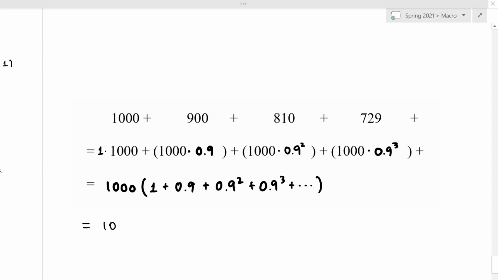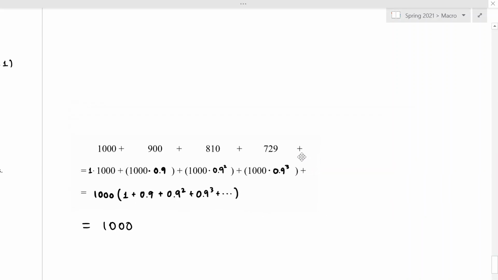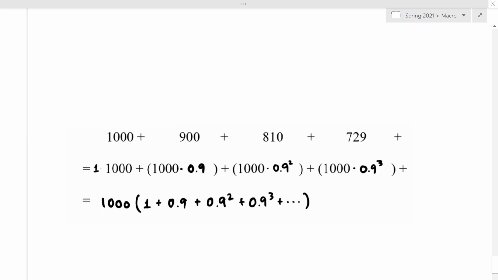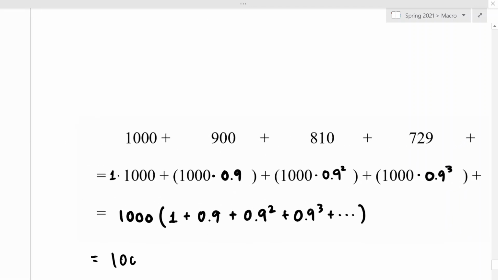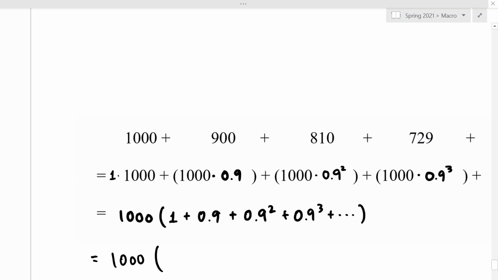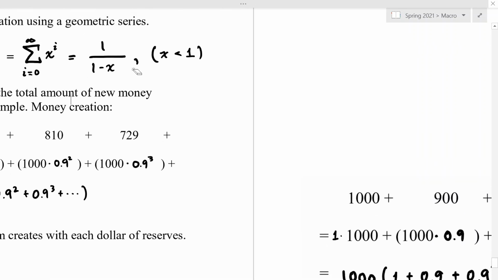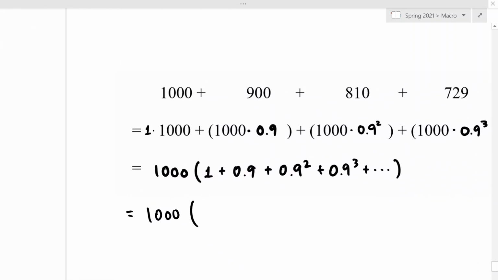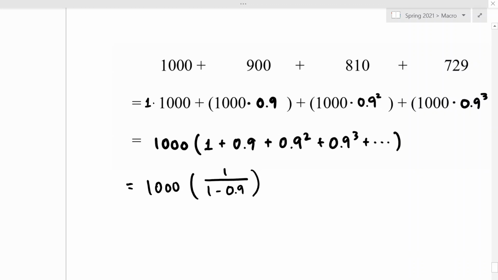If we carry on with this math, what do we have? Well, we know that this series here is going to converge to 1 over 1 minus x, right? And we just said that x in this case is 0.9, so this is going to converge to 1 over 1 minus 0.9. That's going to be 1,000 over 1 minus 0.9, which is 0.1.